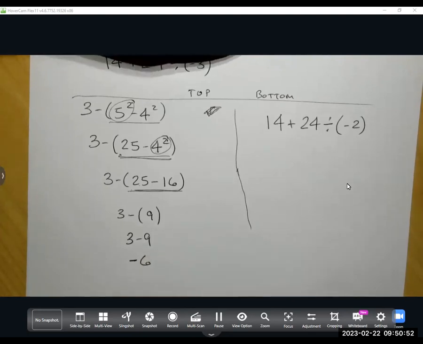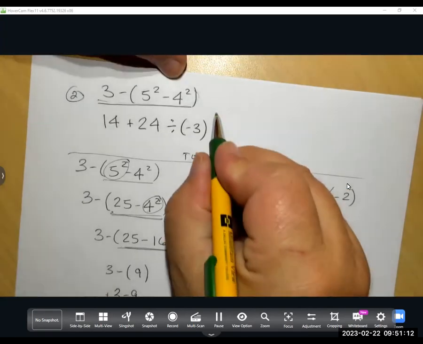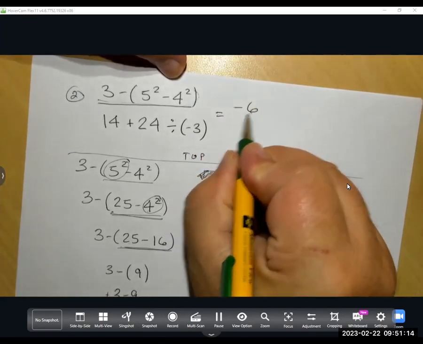6. You're not dividing, you're subtracting. This is a positive, that's a negative. So you subtract the numbers. 9 minus 3 is 6. So the top number is negative 6. That's the top number. Negative 6.